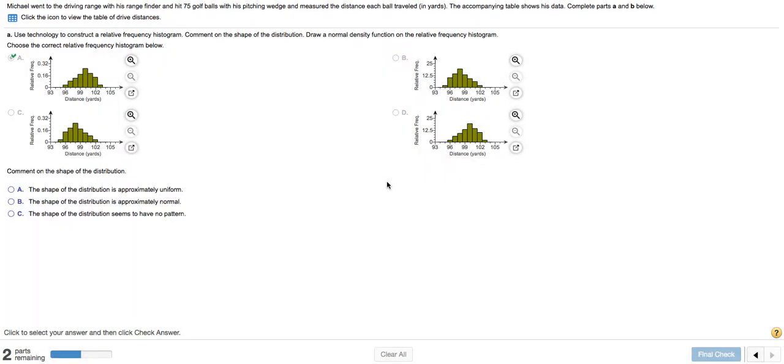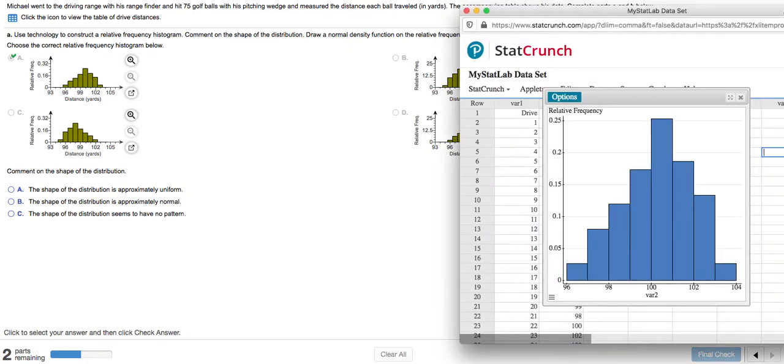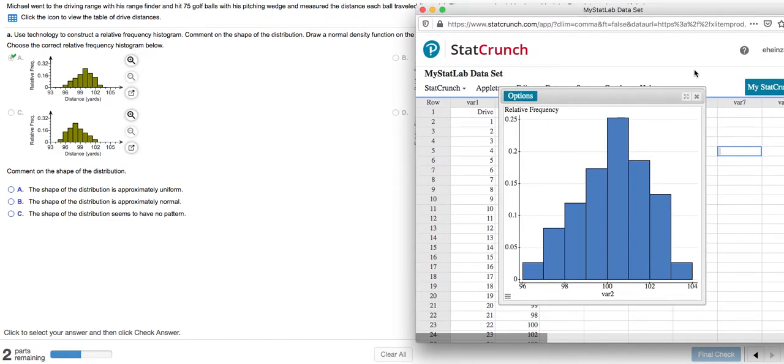Okay, great. The next thing is to comment on the shape of this distribution. So the idea is, is this a normal distribution? Does it have no pattern? Is it uniform? If I go back to this distribution, uniform would be a horizontal line, and clearly this graph doesn't do that. It kind of goes up and then it goes down. And there does appear to be a pattern to it.